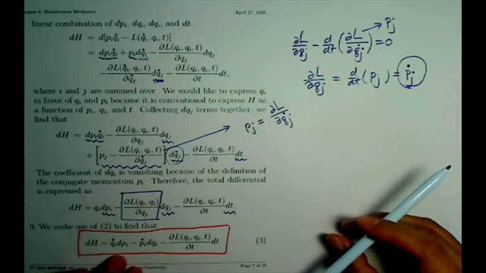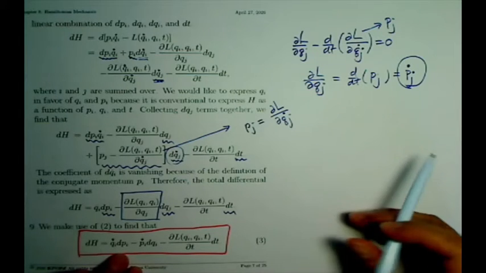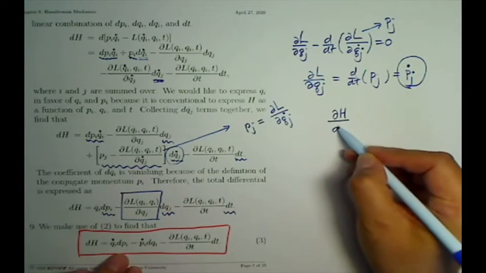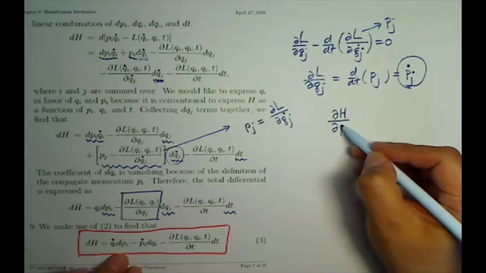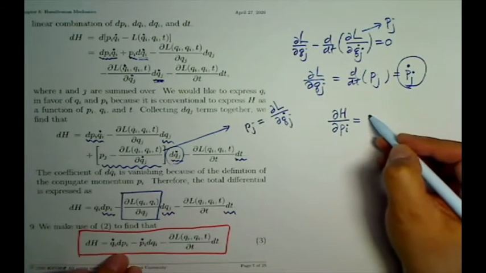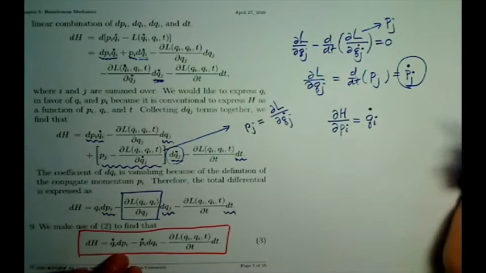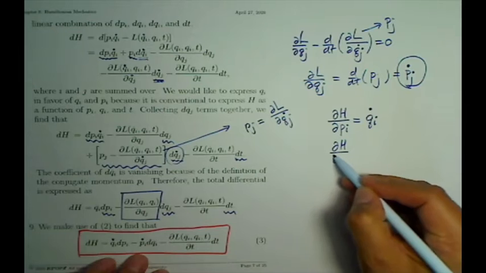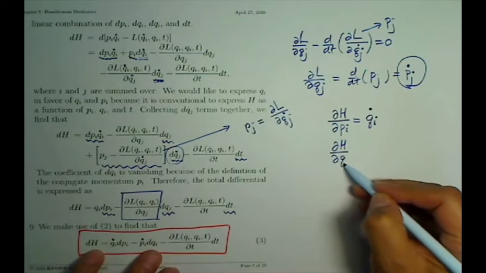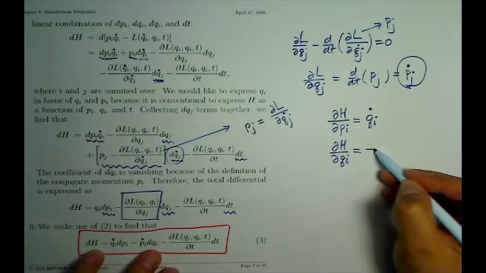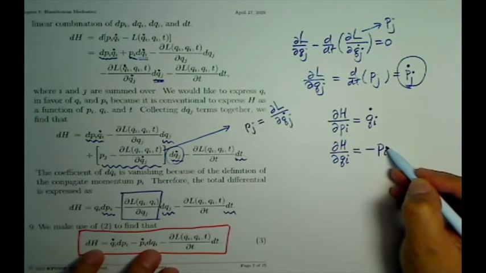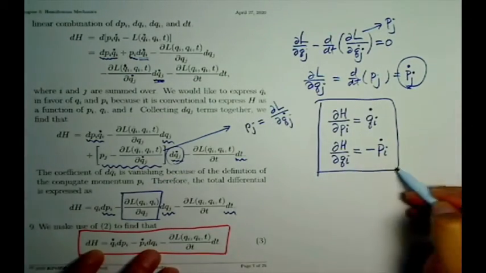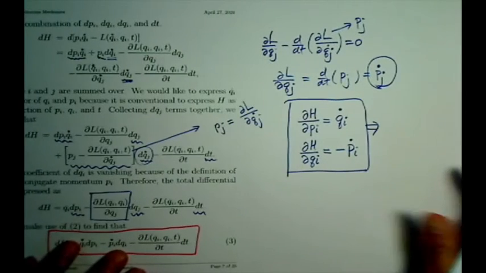If I take the partial derivative with respect to pi, I have the Hamiltonian's partial derivative with respect to pi equals qi dot. And then the next one, the Hamiltonian's partial derivative with respect to qi equals minus pi dot. These two are called Hamilton's equations of motion.